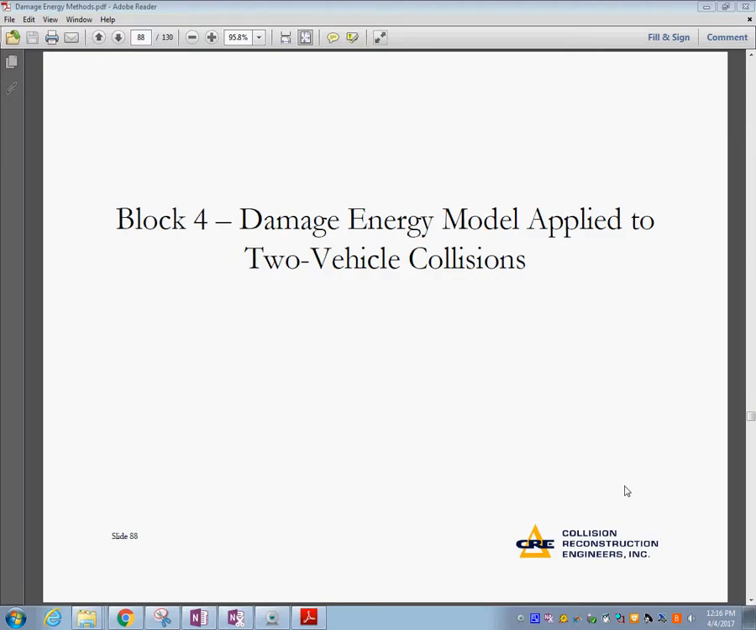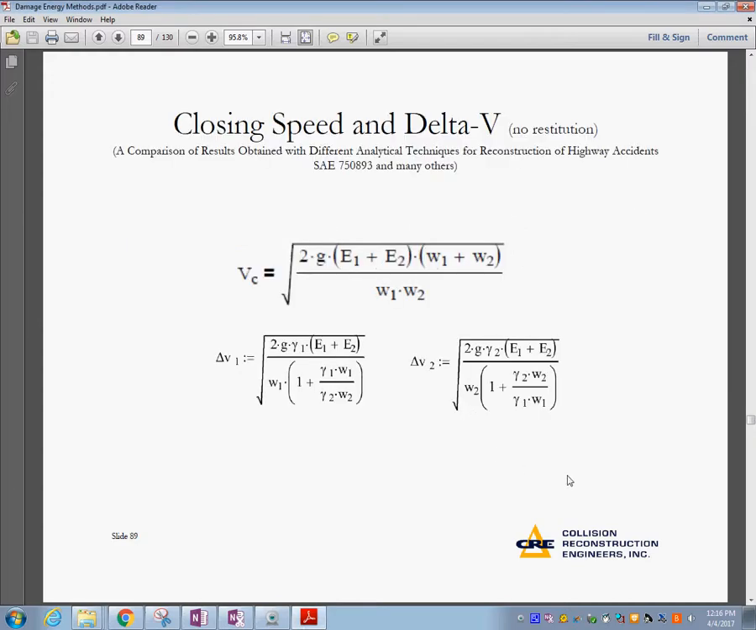Based on Toby Glocker's slides. And here we have the ability to calculate the closing speed and delta V. Okay, what are we talking about?